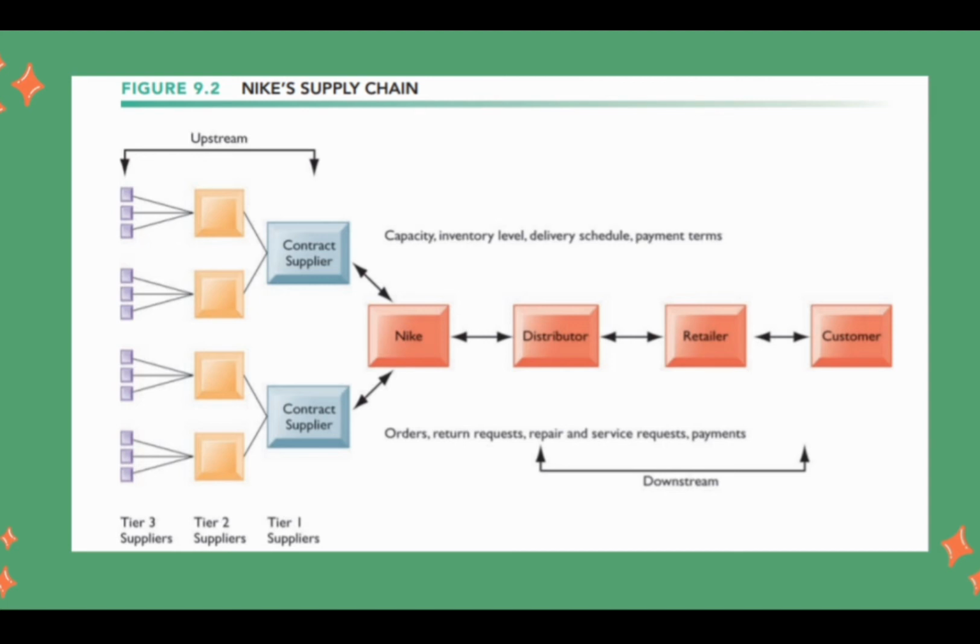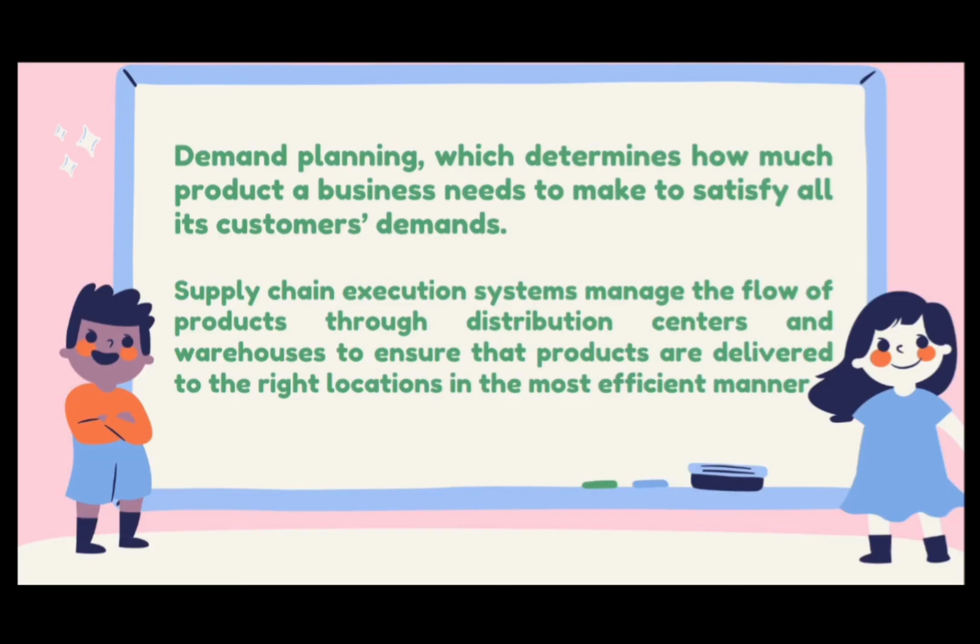The upstream portion of the supply chain includes the company's suppliers, the suppliers' suppliers, and the processes for managing relationships with them. The downstream portion consists of the organizations and processes for distributing and delivering products to the final customers. Demand planning determines how much product a business needs to make to satisfy all its customer demands. Supply chain execution systems manage the flow of products through distribution centers and warehouses to ensure that products are delivered to the right locations in the most efficient manner.